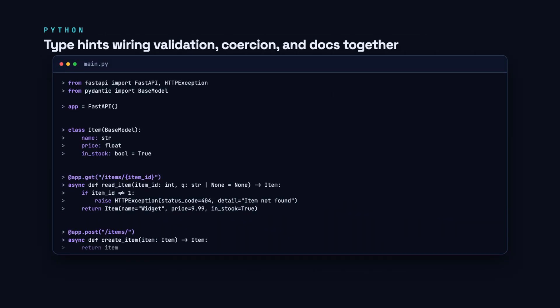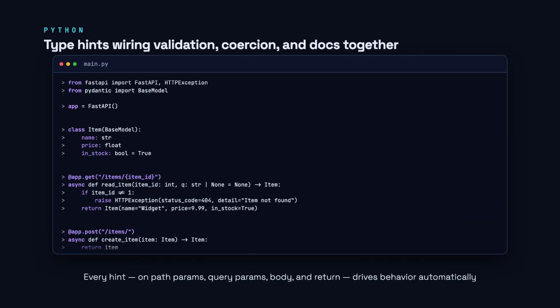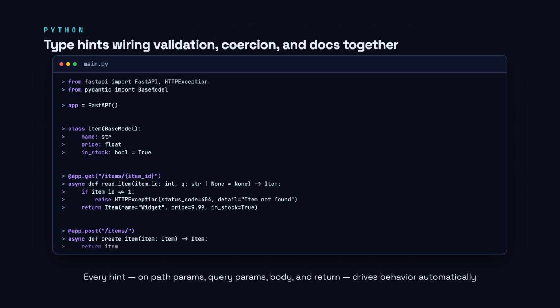Let us walk through this file top to bottom. We import FastAPI and HTTPException from FastAPI and BaseModel from Pydantic, then create the app instance. The Item class extends BaseModel. Its three fields each carry a type hint, so Pydantic knows name must be a string, price, a float, and in_stock, a bool that defaults to true.